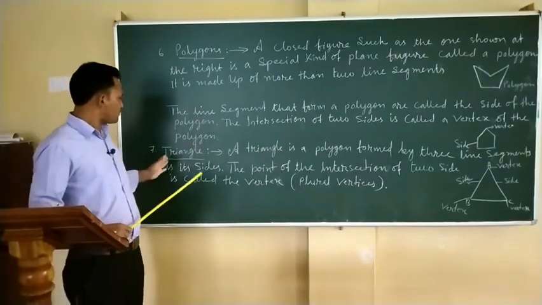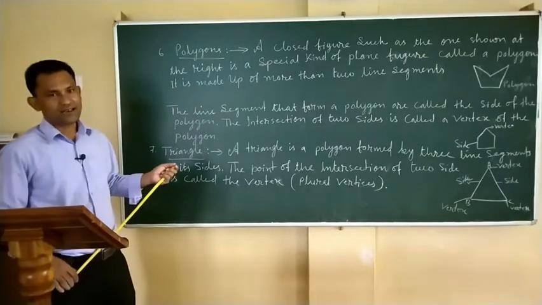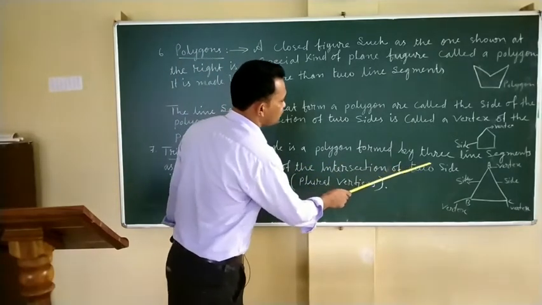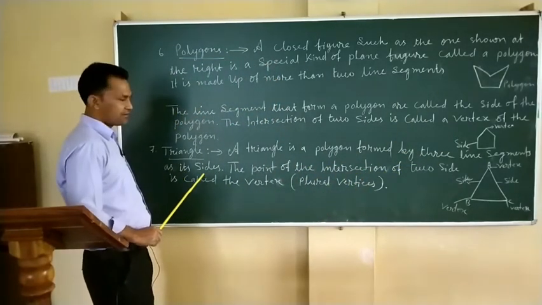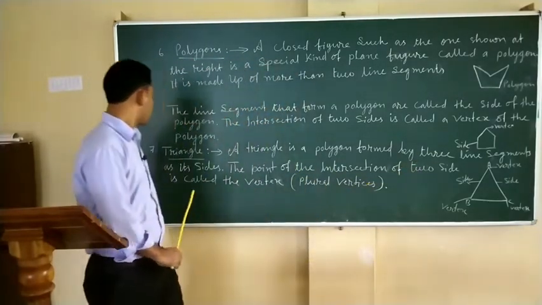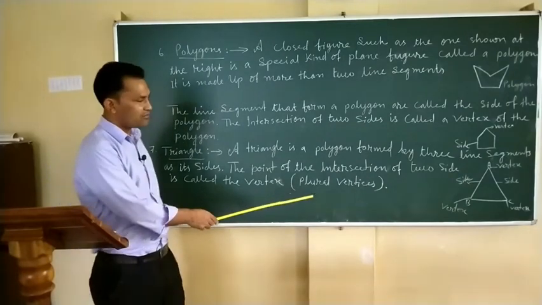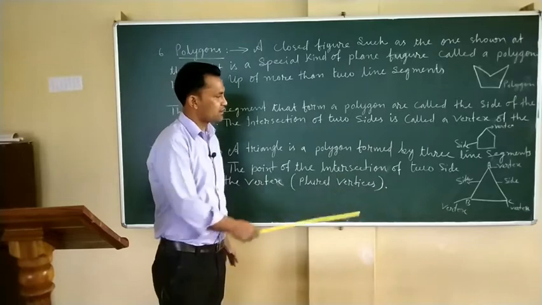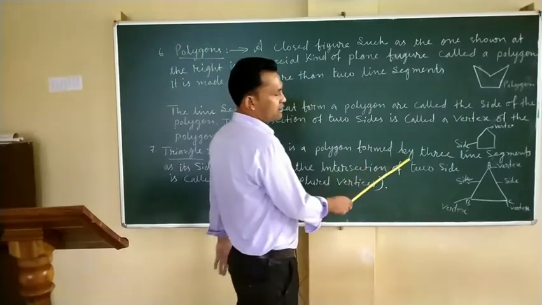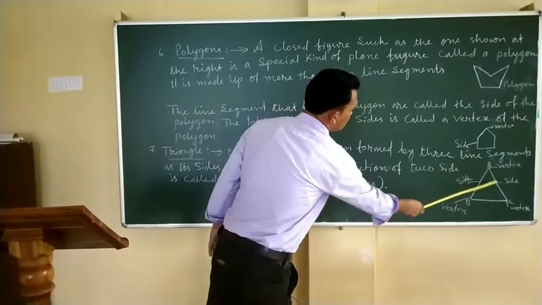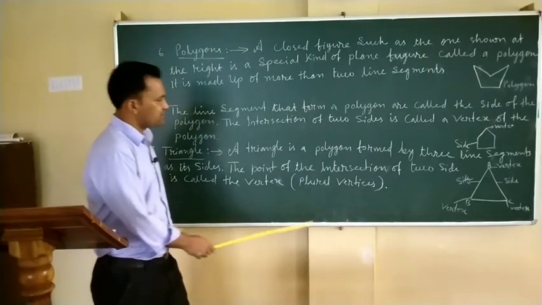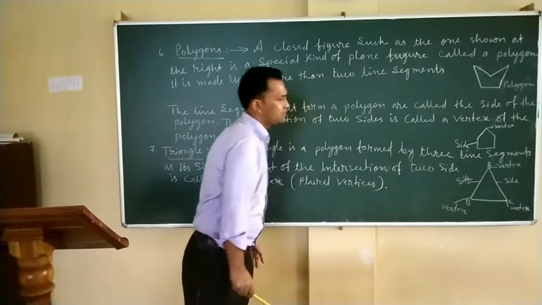So next we will discuss triangle, number 7. A triangle is a polygon formed by 3 line segments as its sides. The point of the intersection of 2 sides is called the vertex. In plural form, vertices. Okay. So let me repeat once more. A triangle is a polygon formed by 3 line segments. 1, 2, 3. 3 line segments as its sides. That means these are the sides. 1, 2, 3. That means these all are sides.